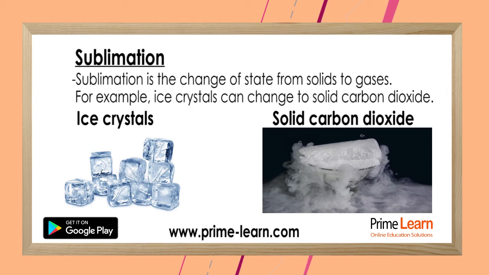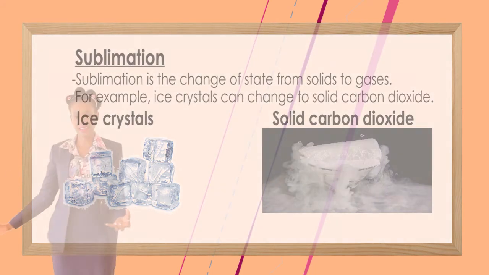This happens on dry ice. Ice can easily change from ice crystals to solid carbon dioxide. It is very practical and we shall see that in our next lessons. It is also another process by which different substances change from one state to another.